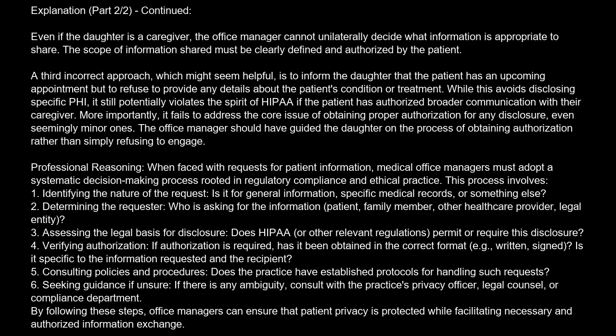3. Assessing the legal basis for disclosure. Does HIPAA or other relevant regulations permit or require this disclosure? 4. Verifying authorization. If authorization is required, has it been obtained in the correct format, e.g., written, signed? Is it specific to the information requested and the recipient? 5. Consulting policies and procedures. Does the practice have established protocols for handling such requests? 6. Seeking guidance if unsure. If there is any ambiguity, consult with the practice's privacy officer, legal counsel, or compliance department. By following these steps, office managers can ensure that patient privacy is protected while facilitating necessary and authorized information exchange.